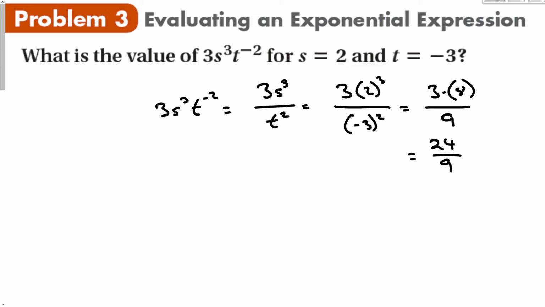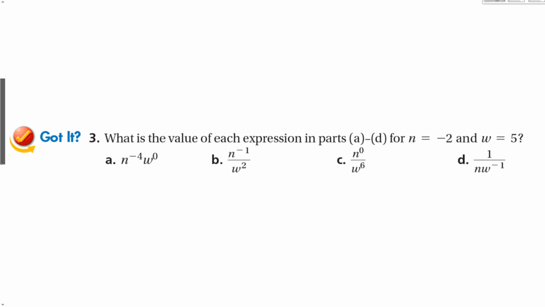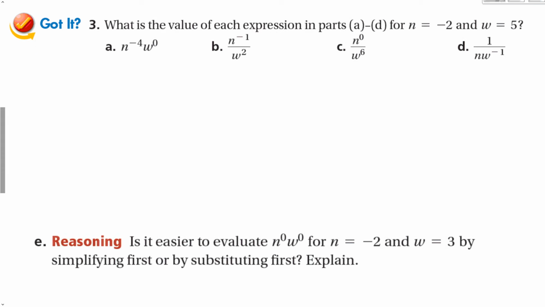Okay, let's try some got it problems. So here are my values. n is negative 2, w is 5 for all of these expressions. Now, here's a nice little trick. If you see w to the 0 power, anything to the 0 power, even 5, just turns into a 1.